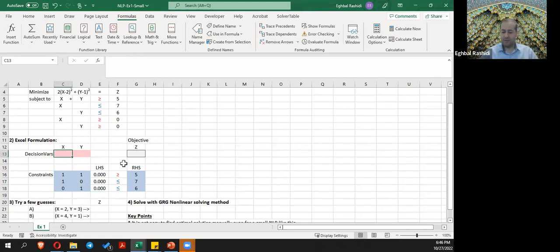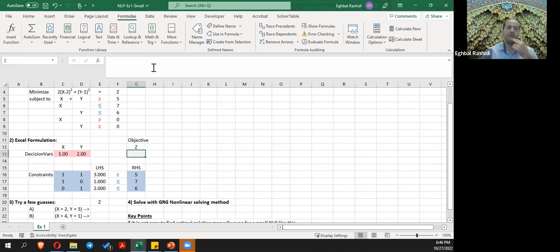Let me try different values here, 1 and 2, for example. All right. So the left-hand side, the first one is x plus y should be greater than 5. But this is not necessary. You have to multiply this, but it is fine because this is x plus y, so it works. But anyway, this should be greater than 5, which is not. So this is not a feasible solution. This has to be less than 7, which is. This has to be less than 6, which is. But generally, this is not a feasible solution.